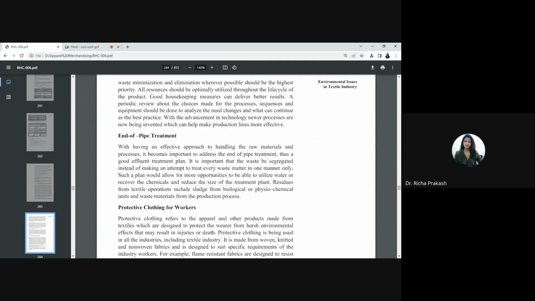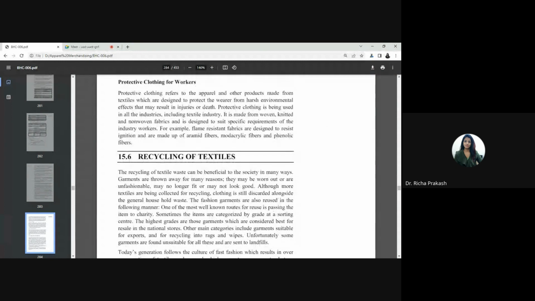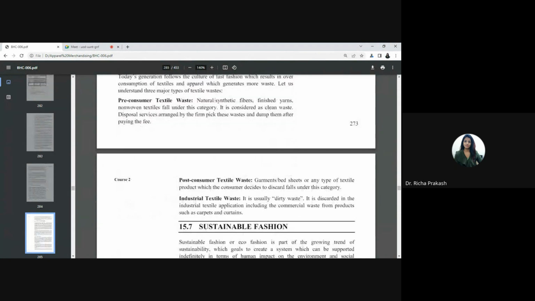So that way. Then protective clothing for workers, of course, as I said, many of the industries don't provide it, and sometimes industries do provide it, but the workers don't use it because they say it makes them uncomfortable.